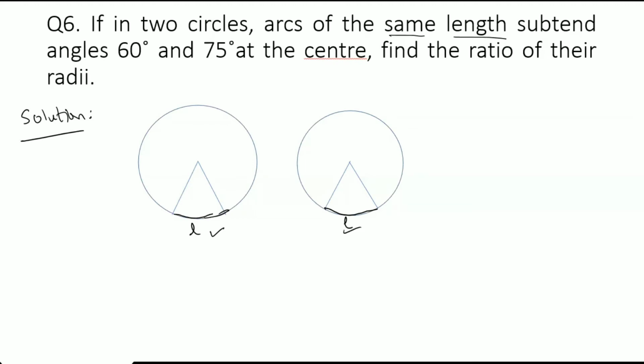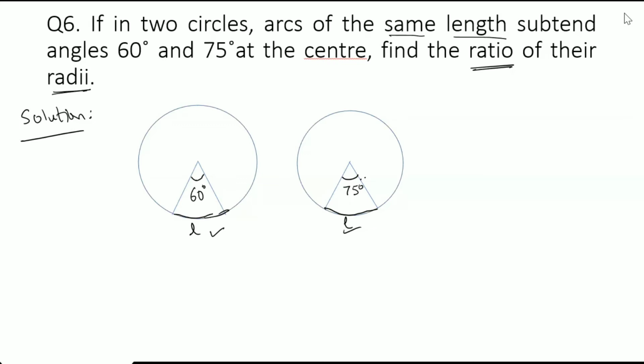Subtend angles 60 degrees and 75 degrees at the center. So that means, let's say this is 60 degrees here. It's forming a 60 degrees angle, and here it's forming a 75 degrees angle. So the arc length is the same, L, and the angle at the center is different. Here it's 60 degrees, whereas here it's 75 degrees. Find the ratio of their radii.